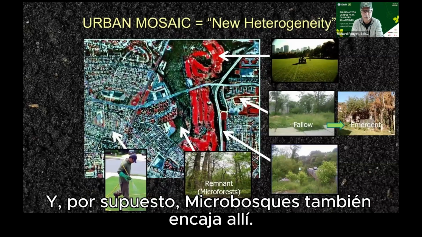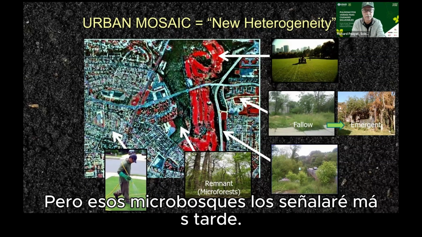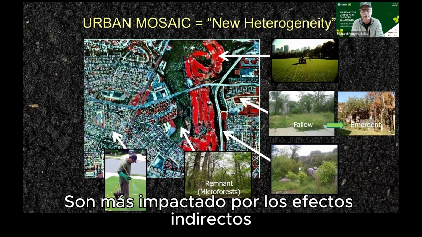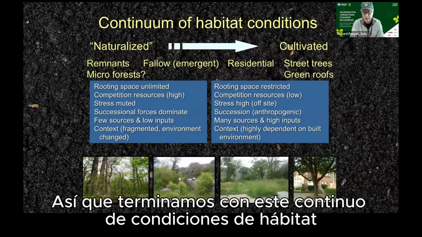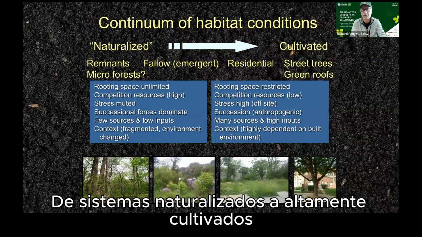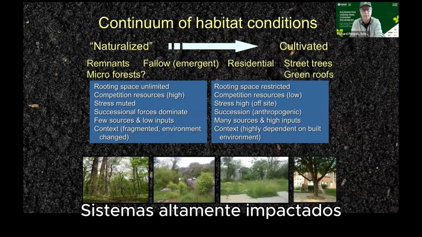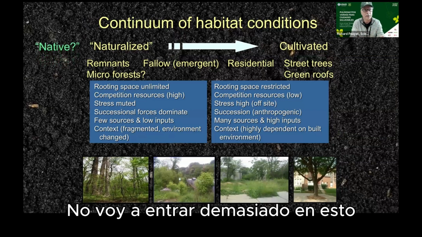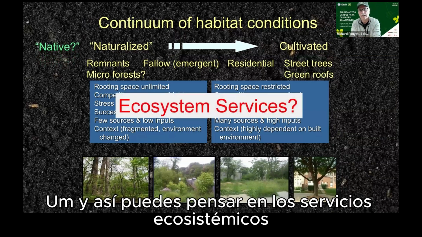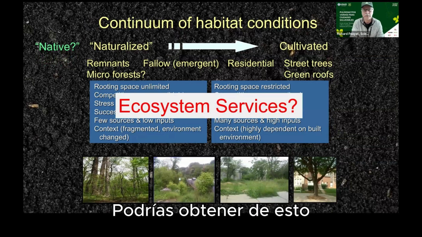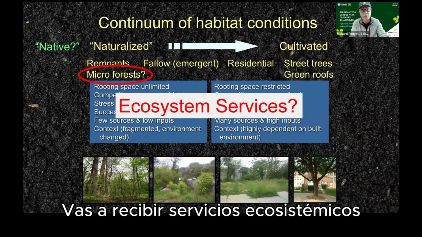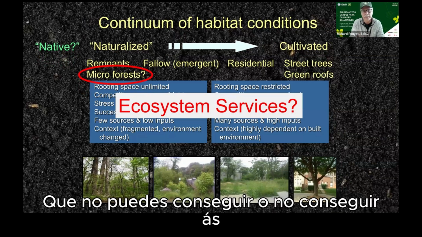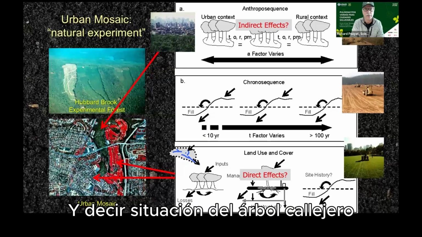And of course, microforests fit in there as well. But those microforests, as I'll point out later, are being more impacted by indirect effects. So we end up with this continuum of habitat conditions from naturalized systems to highly cultivated, highly impacted systems. I'm not going to go into this too much. So you can think about the ecosystem services you might get from this. And of course, microforests are more of a naturalized system. You're going to be getting ecosystem services that you can't get or won't get in, say, a street tree situation.